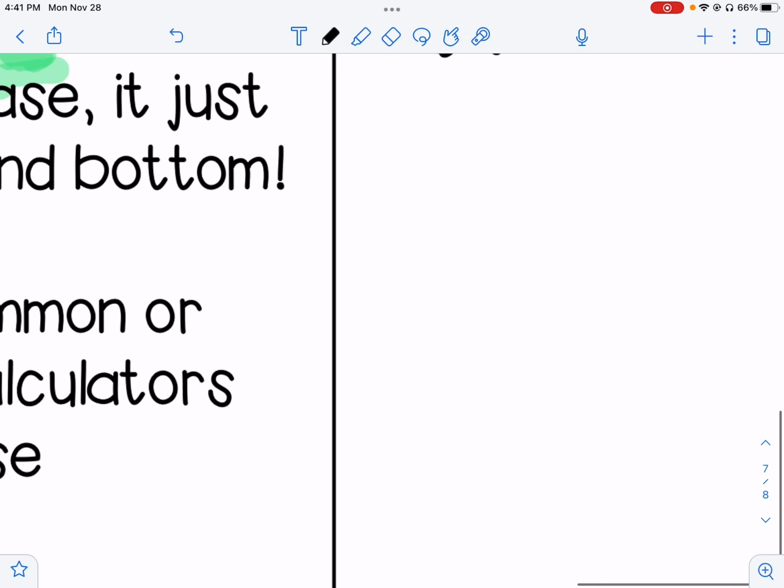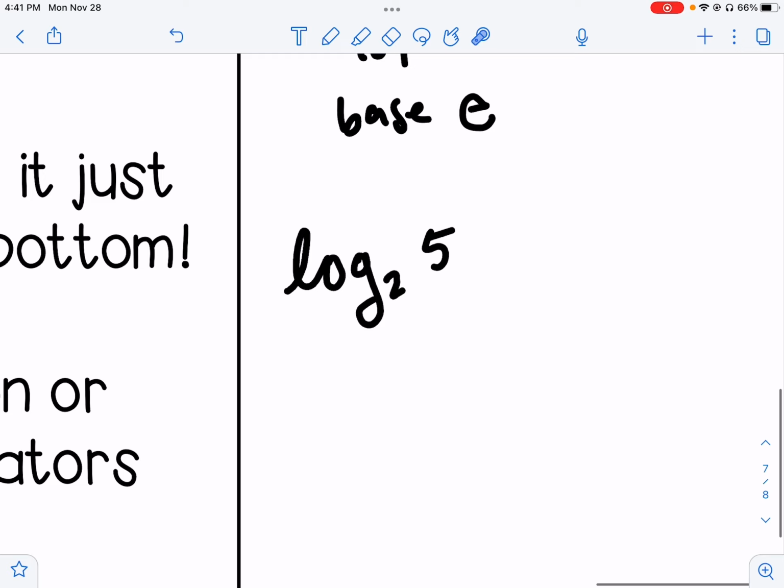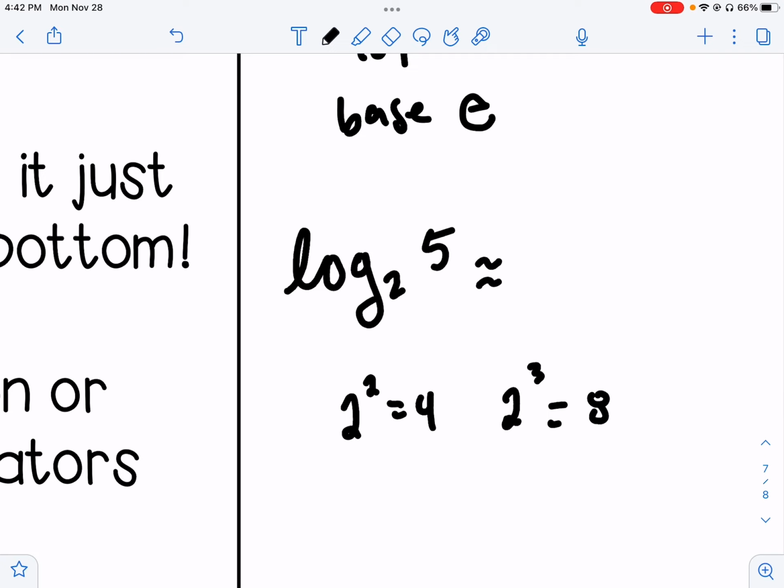So a basic example of what that could look like, we could say the log of base 2 of 5. Well, this is something that I don't know. I do not know what exponent takes 2 to 5. I know that 2 squared is 4, and I know 2 cubed is 8. So I can estimate that this is probably a number slightly larger than 2. It's got to be between 2 and 3, and 5 is closer to 4. I can estimate that, but I want to be more precise. So I want to be able to plug this into my calculator to figure it out. In which case, I need to write it as a change of base.